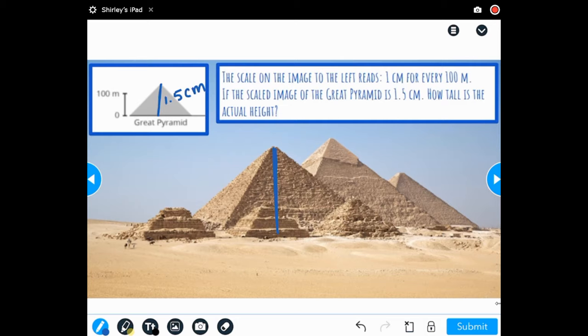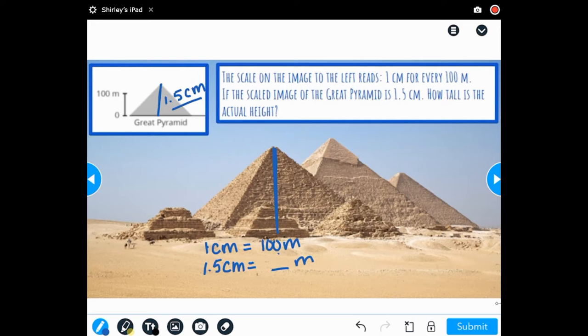So I have a couple pieces of information here. I know that my scale is given to me and says that 1 centimeter is equal to 100 meters. So we talked about scale drawings today. We know that every time in my scaled image I see 1 centimeter, it represents 100 meters in real life. Okay, so I need to figure out if my scaled image is 1.5 centimeters, how many meters is that? Okay, so we have two ways to do this. I will go through both of them.